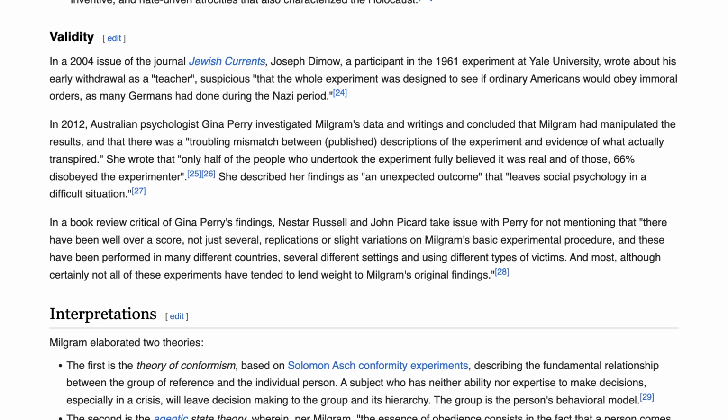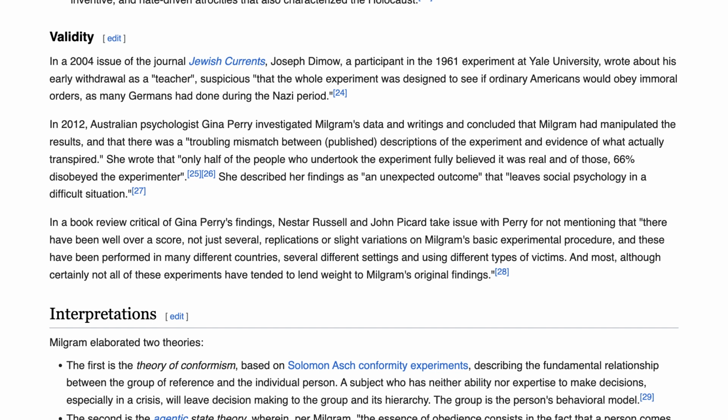Validity. In a 2004 issue of the journal Jewish Currents, Joseph Dimow, a participant in the 1961 experiment at Yale University, wrote about his early withdrawal as a teacher, suspicious that the whole experiment was designed to see if ordinary Americans would obey immoral orders, as many Germans had done during the Nazi period.